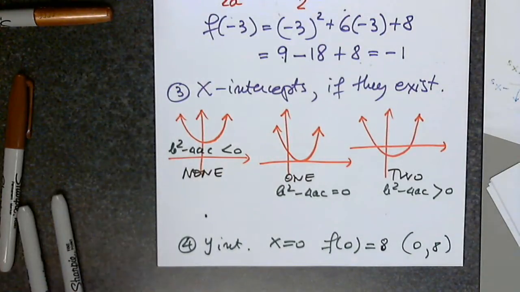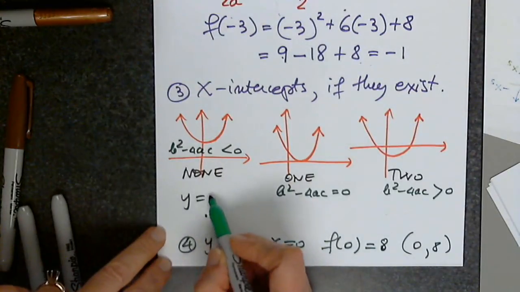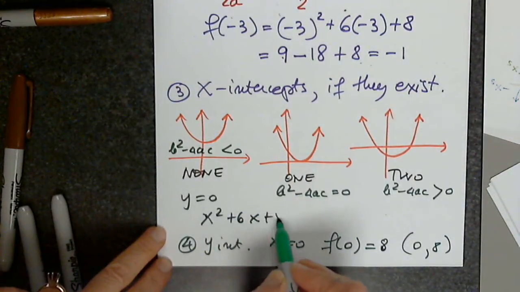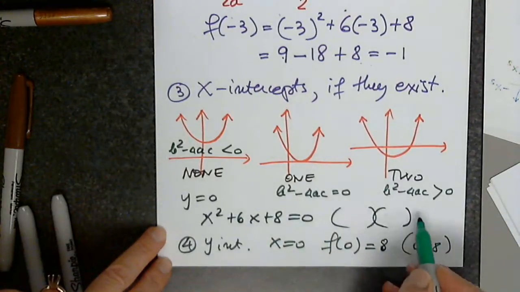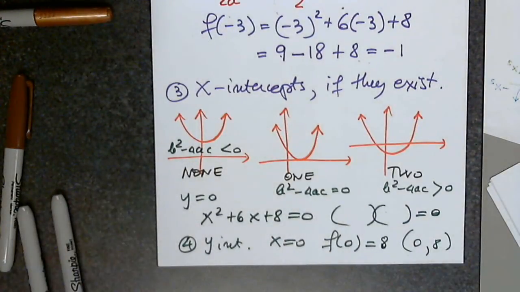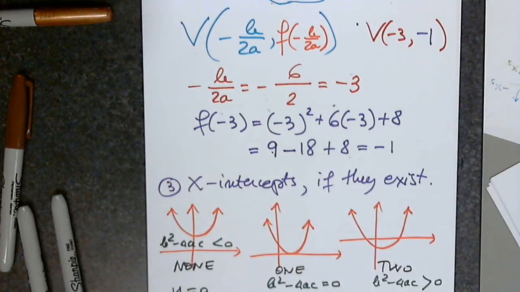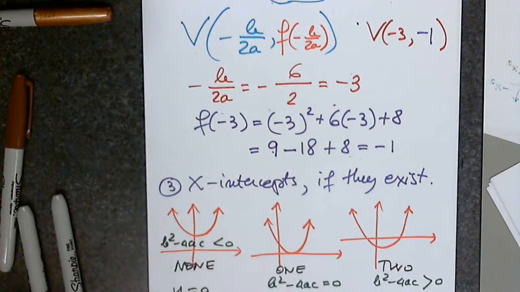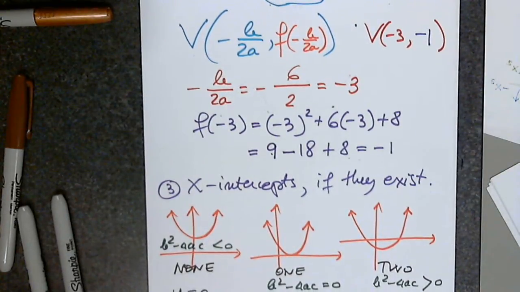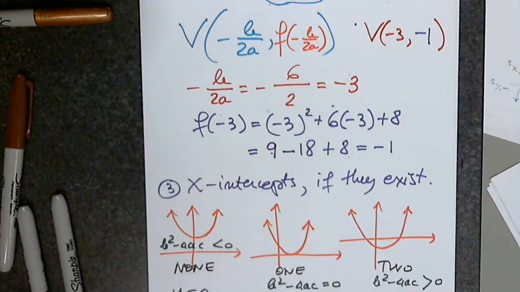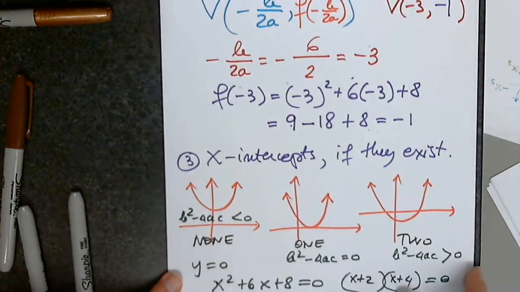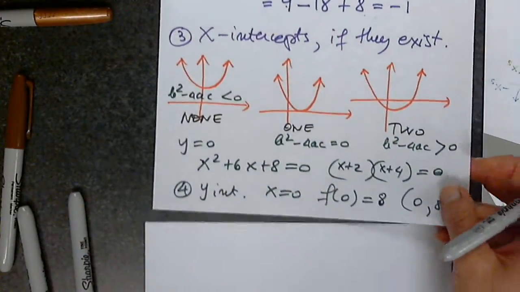I have to set y equal to 0. So then I have x squared plus 6x plus 8 equals 0. That's why we reviewed factoring before moving into this. It doesn't have to factor, as you know. Solutions don't have to be integers. So the factored form will be x plus 2 times x plus 4. So therefore, there are two solutions.